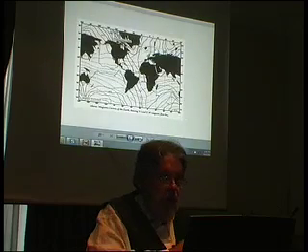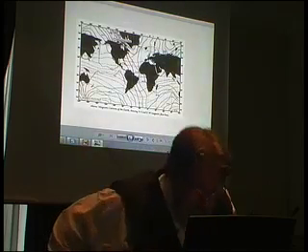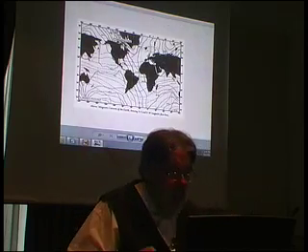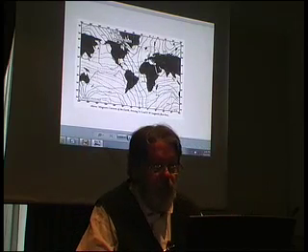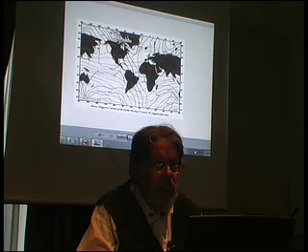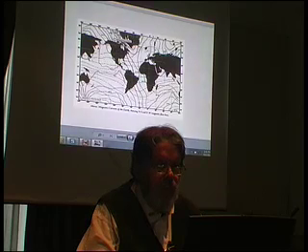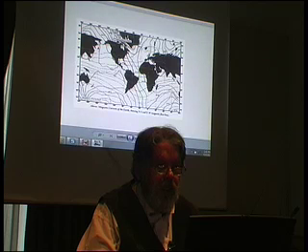Now, this is a very important map. These are your magnetic current lines. Here's the North Pole, here's the South Pole. So this shows the north-south lines and the east-west lines. Now notice, a north-south line passes through Egypt, and in the upper regions of the Nile Valley, there's a cross between a north-south line and an east-west line.